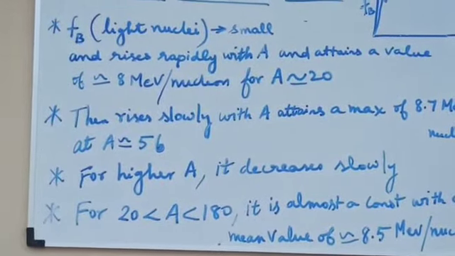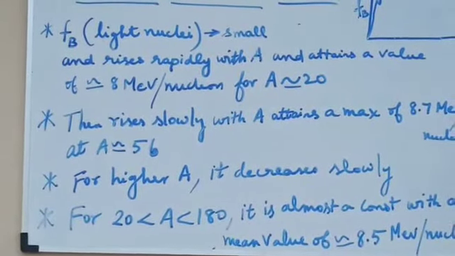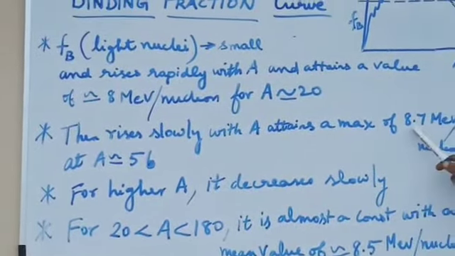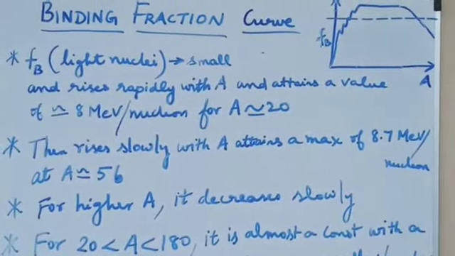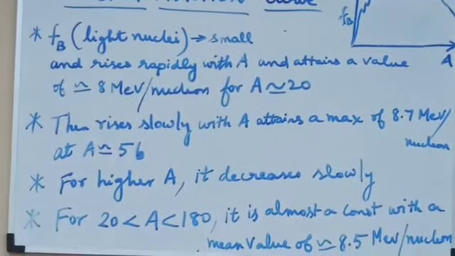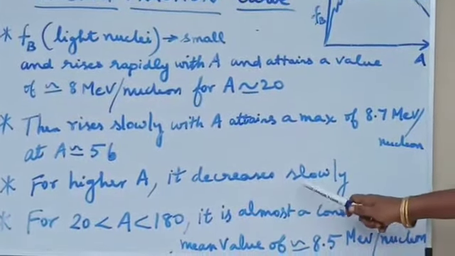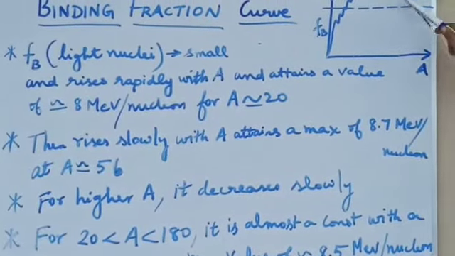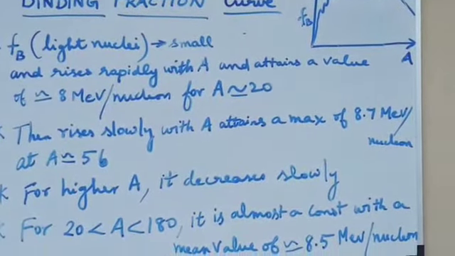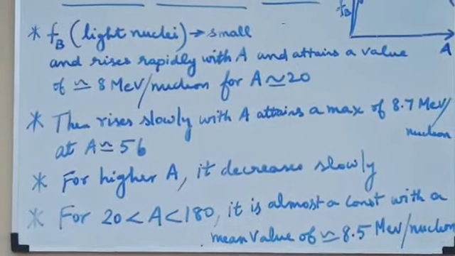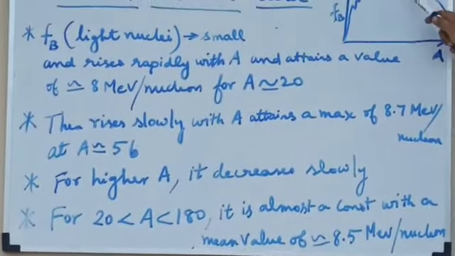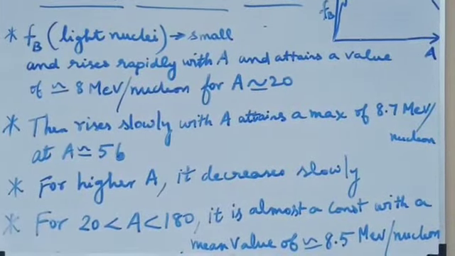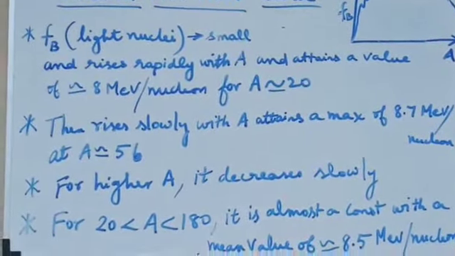The iron nucleus is very stable because of this binding energy of 8.7 million electron volt per nucleon, or you can say because of this binding fraction. Only the iron nucleus is very stable. And the next one, for higher values of mass number, the curve decreases slowly, and for A between 20 and 180 it is almost constant with a mean value of approximately 8.5 million electron volt per nucleon.